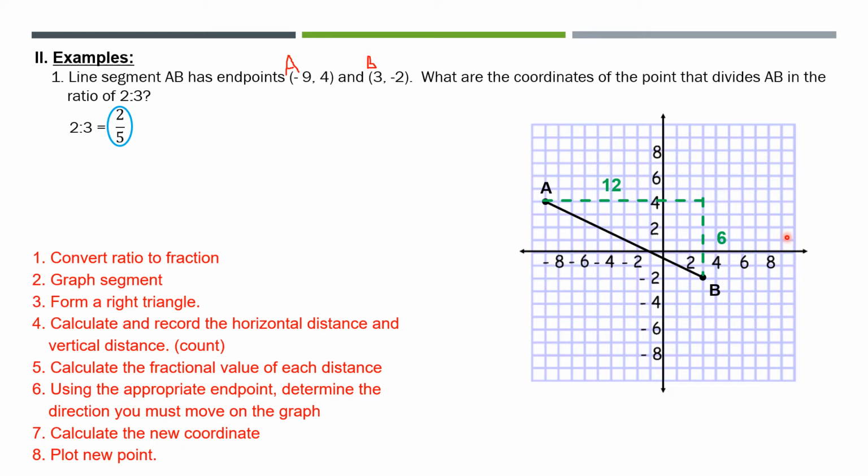Now we're going to do our calculations, but remember, our calculations are based on 2/5. So horizontally, we're looking at 2/5 of 12, so 24/5, which is 4 4/5, which is 4.8. Vertically, we're looking at 2/5 of 6. So 2 times 6 is 12, so 12/5, 2 and 2/5, or 2.4.